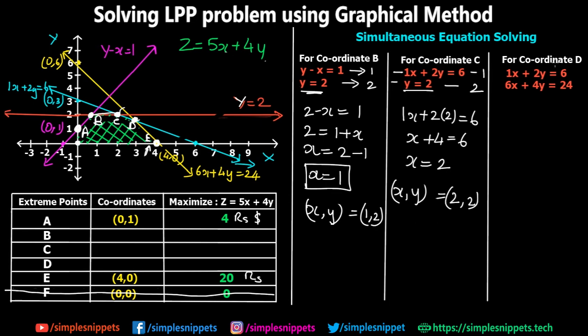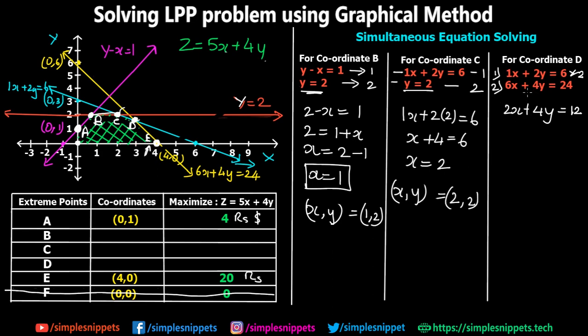And lastly, for coordinate D, which is this coordinate, you can see that the line 1x plus 2y equals 6 is intersecting with 6x plus 4y equals 24. Now we do not have a direct solution over here. So what we'll do is multiply equation number 1 throughout by 2. Multiplying equation number 1 throughout by 2, we get 2x plus 4y is equal to 12, right?